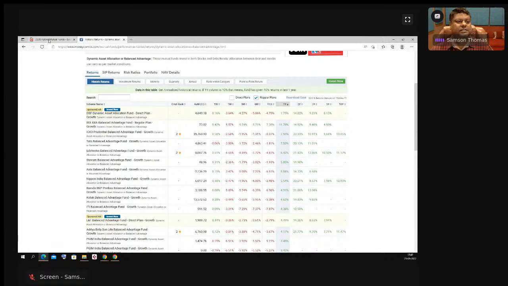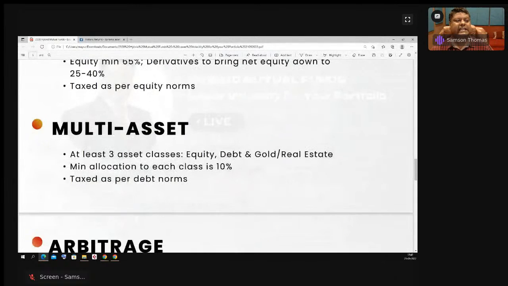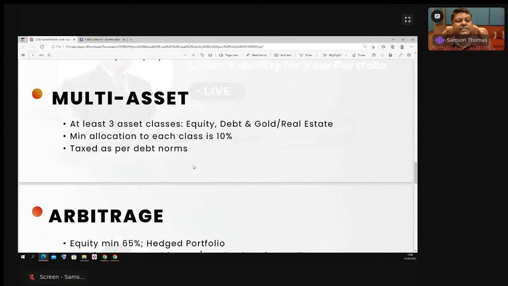Okay, some more categories, which is the multi-asset. The multi-asset, as we said earlier, has at least 3 asset classes included in one single fund. So you have equity and debt for sure, and the third asset will be either gold or real estate. Mostly it is gold, right? And the minimum allocation to each asset class is 10%.